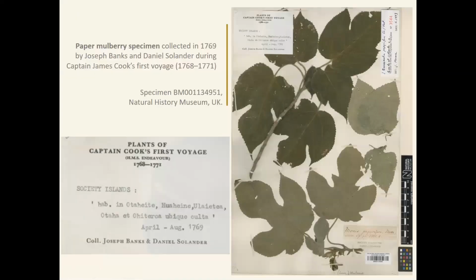And paper mulberry: based on the literature, we know it was paper mulberry that was used to make tapa cloth in the Pacific. This is a specimen of a plant collected during James Cook's first journey in the mid-18th century, and it was preserved in the British Natural History Museum. I've seen this specimen myself, and it's clearly a paper mulberry tree. So we know that what James Cook and those voyagers saw was paper mulberry in the Pacific, suggesting that paper mulberry was widely cultivated across the Pacific islands.